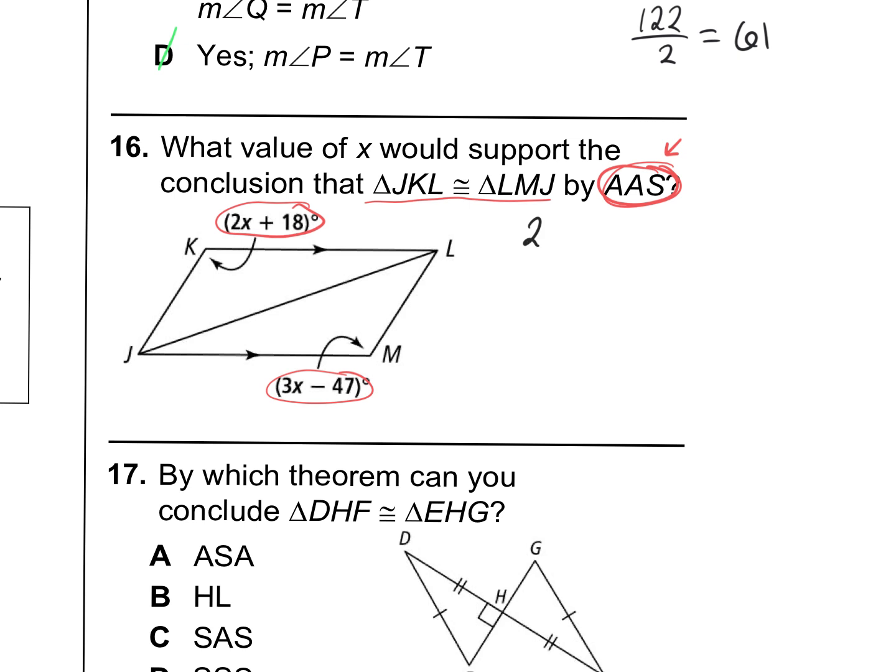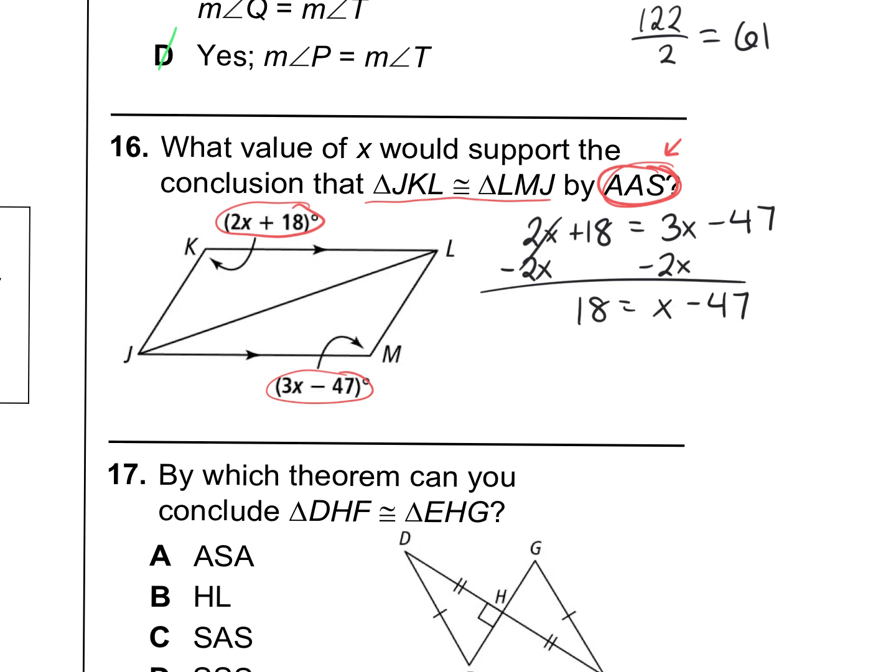Okay, so I'm going to take 2x plus 18 equals 3x minus 47. And then we just solve the algebraic expression from there. I'm going to subtract 2x. So I have 18 equals x minus 47. What's my last step here? Add 47. Yep. So I get x equals 65. Do I need to do anything else?